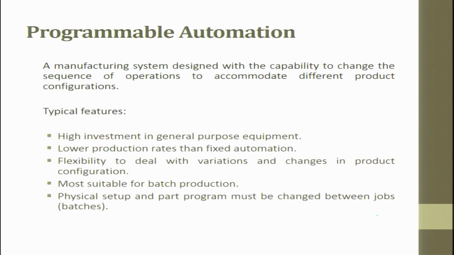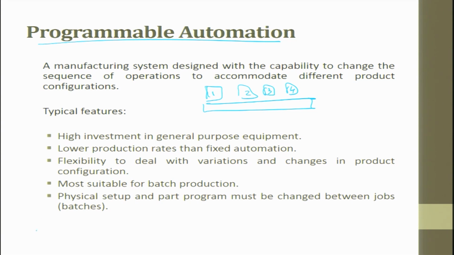Next, programmable: the manufacturing system designed with the capability to change the sequence of operation to accommodate different product configuration is called as programmable automation. So, in the fixed, there are several stations, each station has a fixed job and every time it does the same, and the sequence 1, 2, 3, 4 is also fixed. When you talk about programmable, there is a small flexibility given, so it can skip or it can do anything to make the output. So, programmable automation, a manufacturing system designed with the capability to change the sequence of operation to accommodate different production configuration.